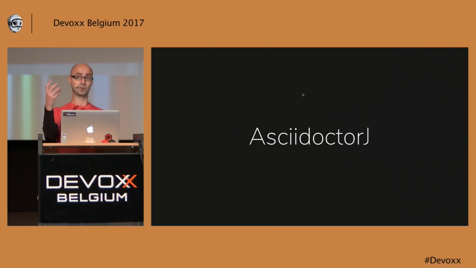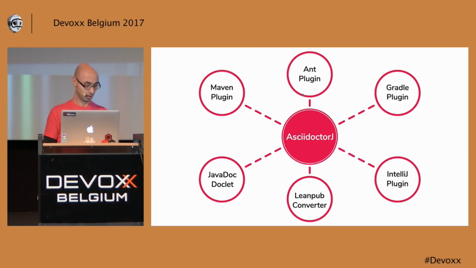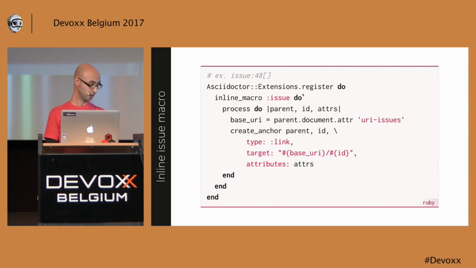Really awesome. So when you start working with Asciidoctor J, you don't have the feeling that there is Ruby behind. This is the ecosystem. This is Asciidoctor J, but then there is the Ant plugin, so you can use Ant for generating documentation. There is a Gradle plugin, IntelliJ plugin, LaTeX converter, Javadoc Doclet, a Maven plugin. And this is a Ruby extension.